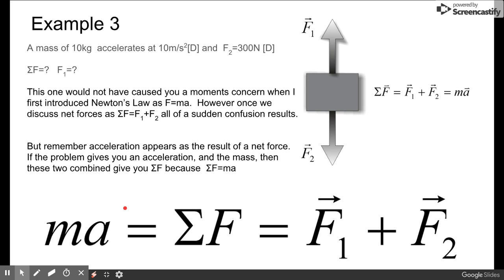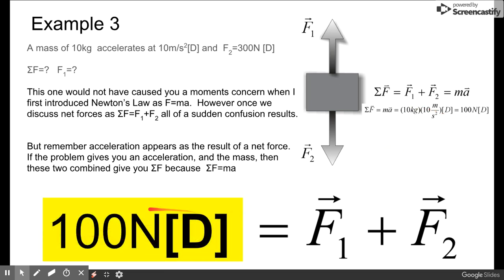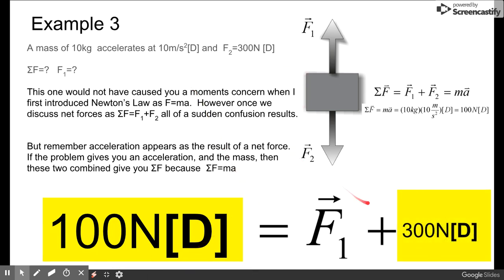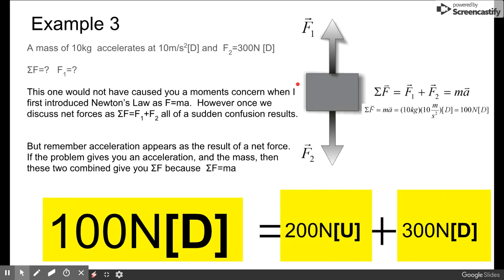So how do we do this now? Simple. The sum of forces is in fact m times a. 10 kilograms times the given acceleration, we get 100 newtons down. So we've already got 100 newtons down is now the total force. And we were told that this one here, F2, was 300 newtons down. So 100 down came from 300 down plus what? I think by inspection you could see 200 up, 300 down gives me 100 down left over.